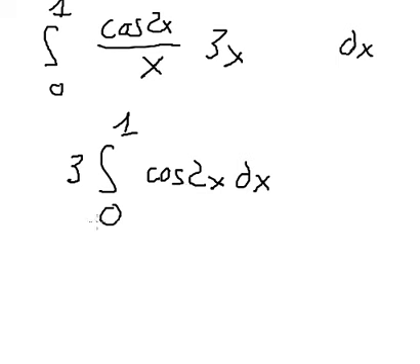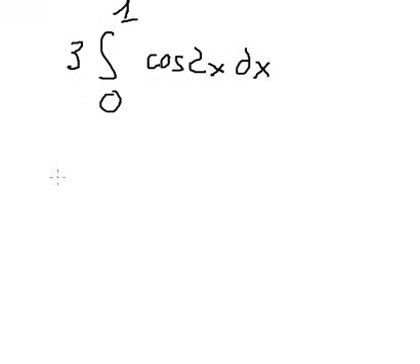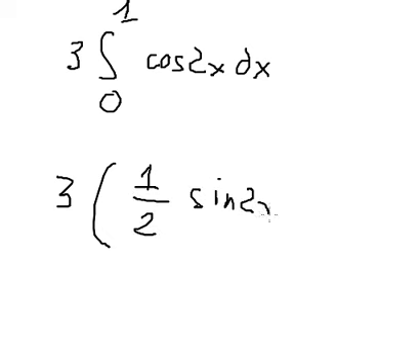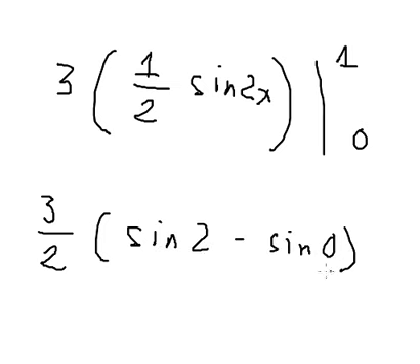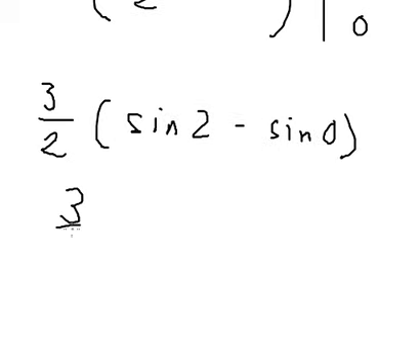Next, the integration of this one. We will have 1 over 2 sine 2s. And we put the bounds from 0 to number 1. So we have 3 over 2 times sine 2 minus sine 0. Sine 0 you get 0. So we just have only 3 over 2 sine of number 2. And this is the final answer.